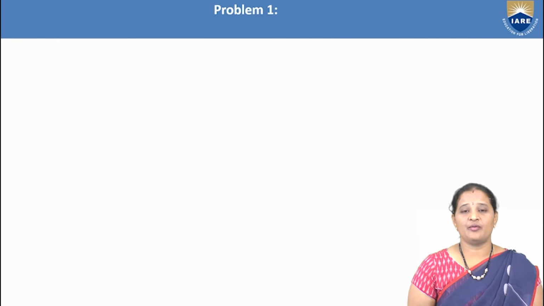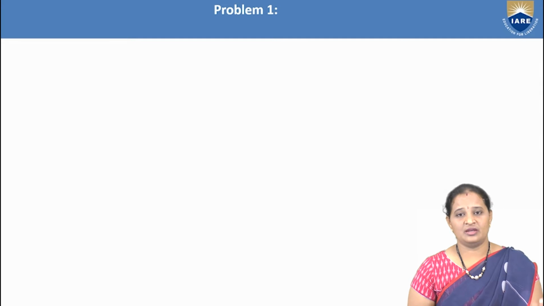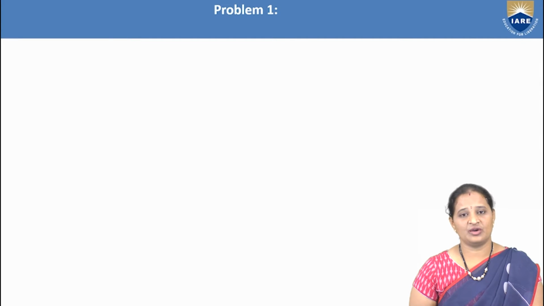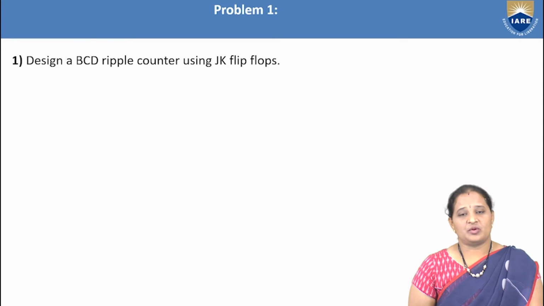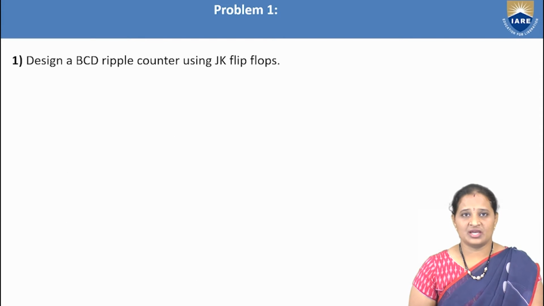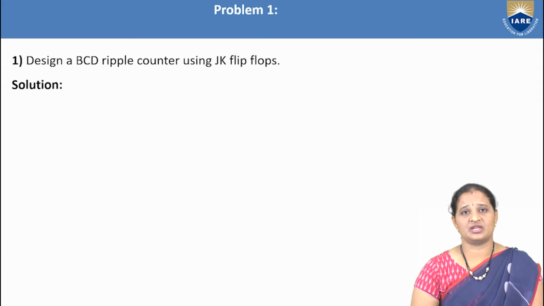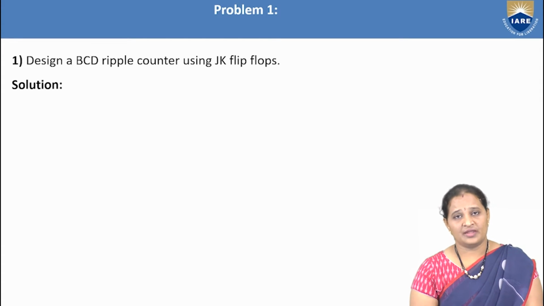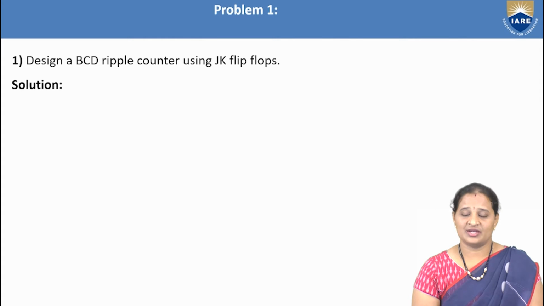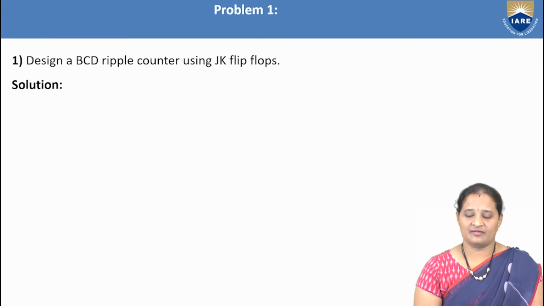Now we'll see how to design an asynchronous sequential circuit by taking a problem. Let us take the first problem of asynchronous counter design, that is, design a BCD ripple counter using JK flip-flop. So this is the problem statement. As we all know, asynchronous counters are also called ripple counters. So now we are going to design a BCD ripple counter using JK flip-flop.